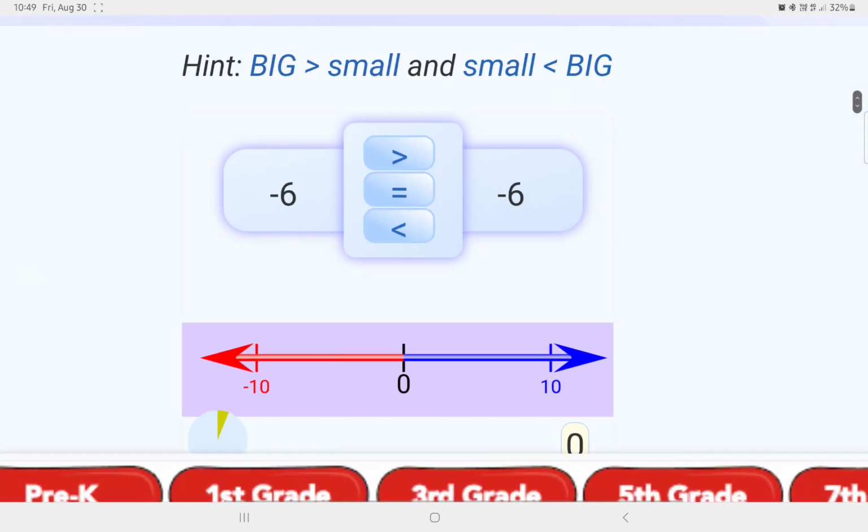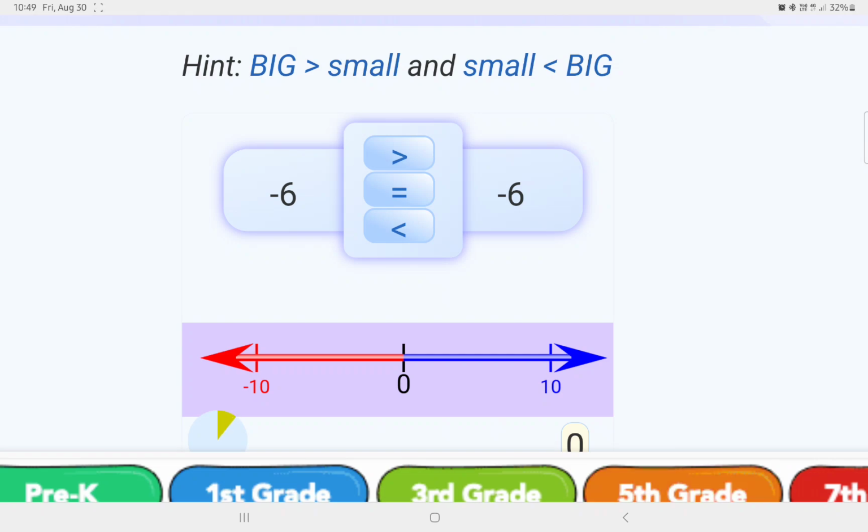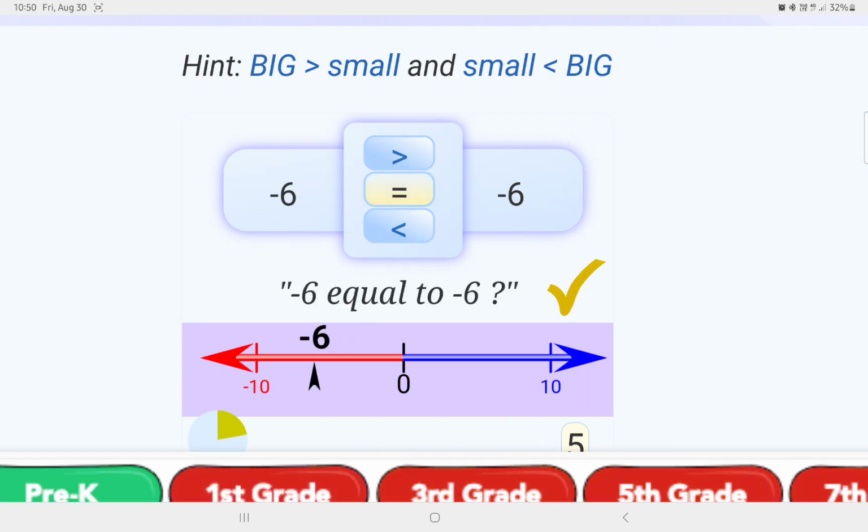When you want to look at which one on the right of the number line would be greater than on the left side of the number line. In this case, if you have negative 6 and negative 6, they are just the same, so we can put equal. Okay, how about this one?